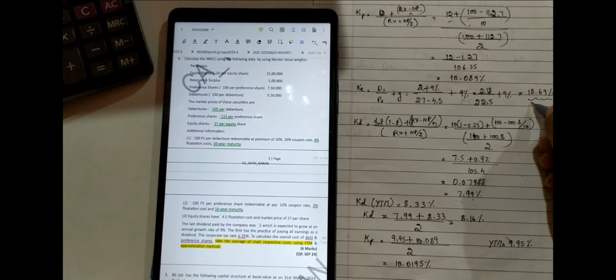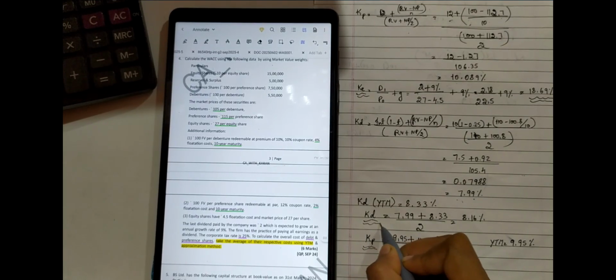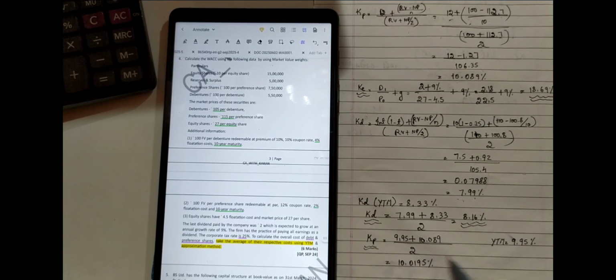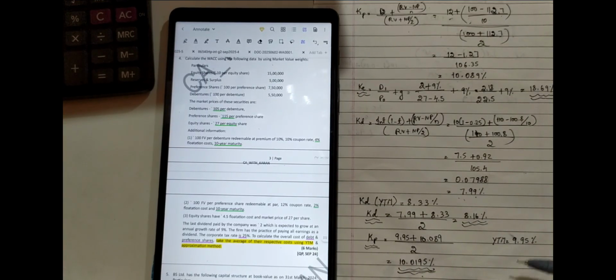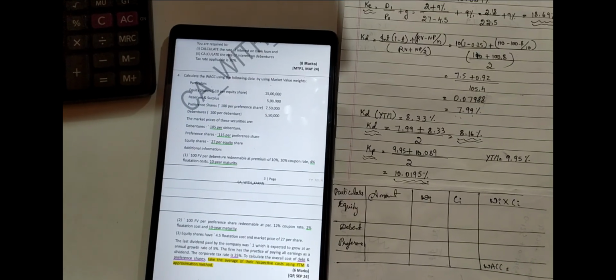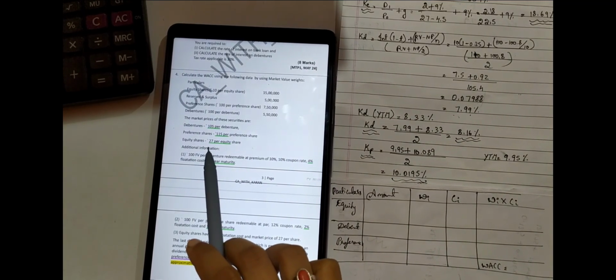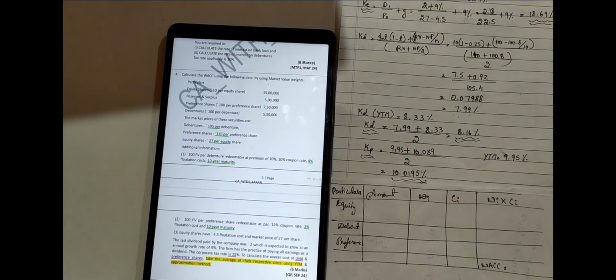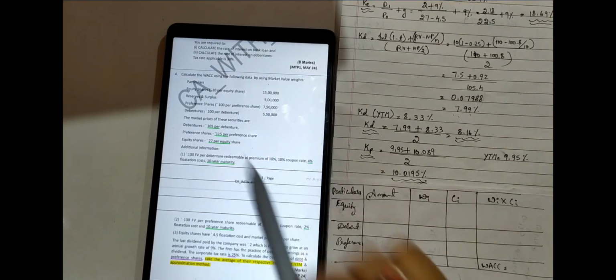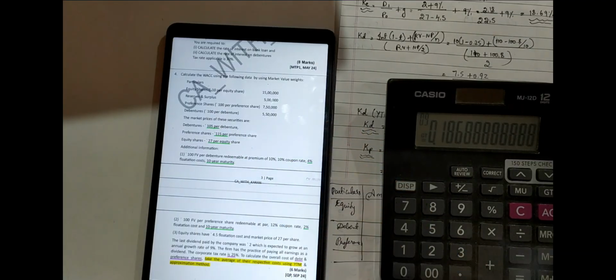Okay. So for KE it is 18.69, but for KD and KP we are going to take the average percent, that is 8.16 and 10.0195. Fine. So using these values and market value, we have to calculate WACC. Fine. So WACC is equal to equity. According to market price, it is 27 per equity share, right? So how many equity shares we have? We have 15 lakh divided by 10, so 1,50,000 equity shares. But the book value is 10, but the market value is 27 per equity share.